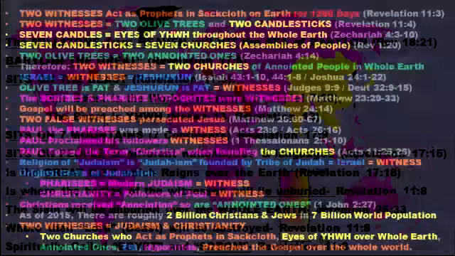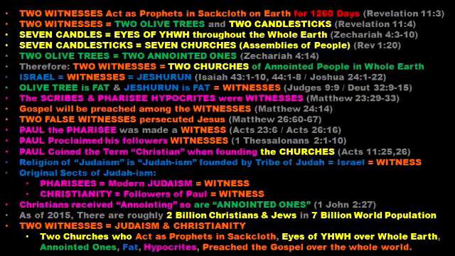The 2 witnesses are the 2 candlesticks and 2 olive trees, which Zechariah tells us refer to the eyes of Yahweh throughout the whole earth. In other words, the eyes of the beast throughout the whole earth. The candlesticks are also the churches. So the two witnesses are the churches of Yahweh throughout the whole earth.